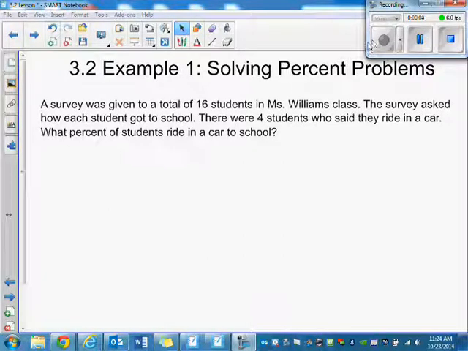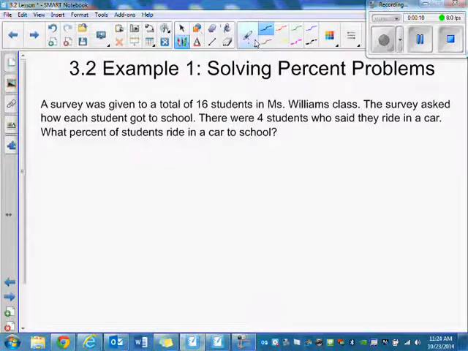Today we're going to talk about solving percent problems, and you can use proportional reasoning to do so. So let's get started. The first example says a survey was given to a total of 16 students in Miss Williams' class. The survey asked how each student got to school. There were 4 students who said they ride in a car. What percent of students ride in a car to school?